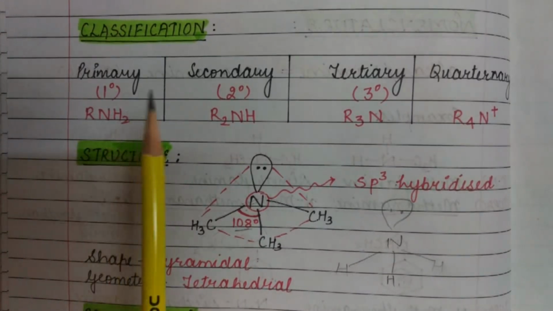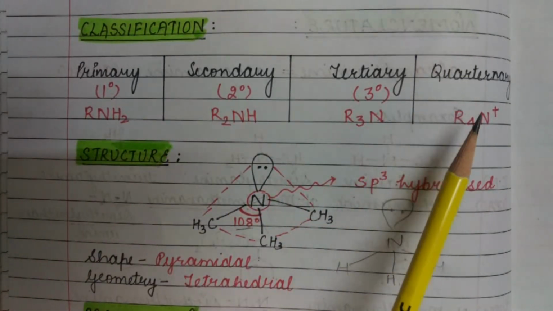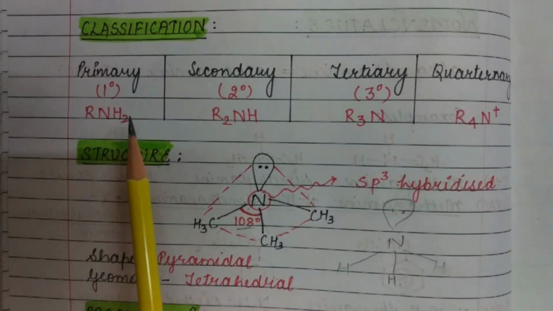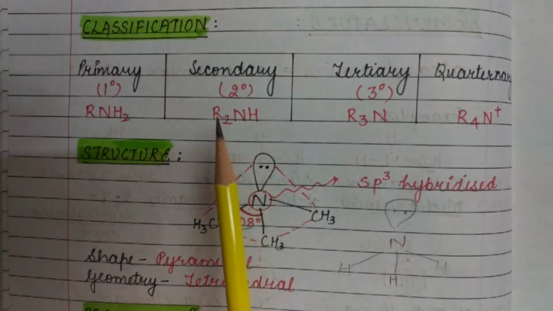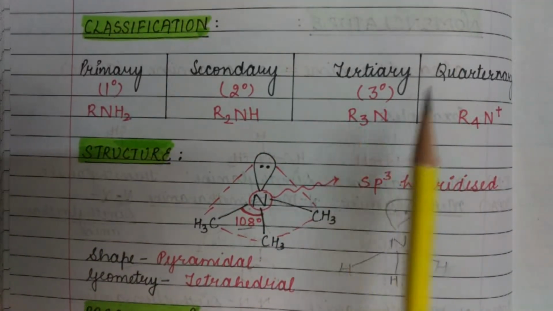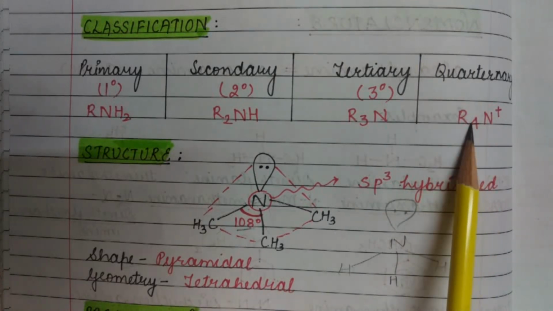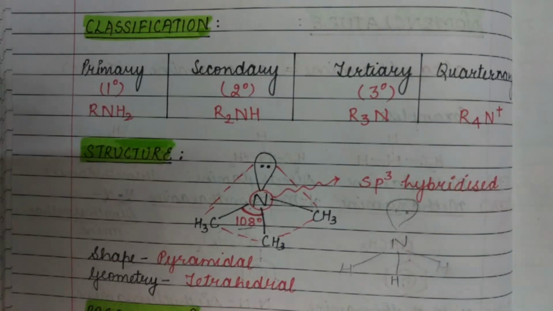Next is the classification. There are 4 types of amines: primary, secondary, tertiary, and quaternary. Primary is the RNH2 group, that means one alkyl group is attached to the nitrogen. In secondary, 2 alkyl groups are attached to the nitrogen. In tertiary, 3 alkyl groups, and in quaternary, 4 alkyl groups are attached, and nitrogen gains a positive charge because it is bonding beyond its valency, right?